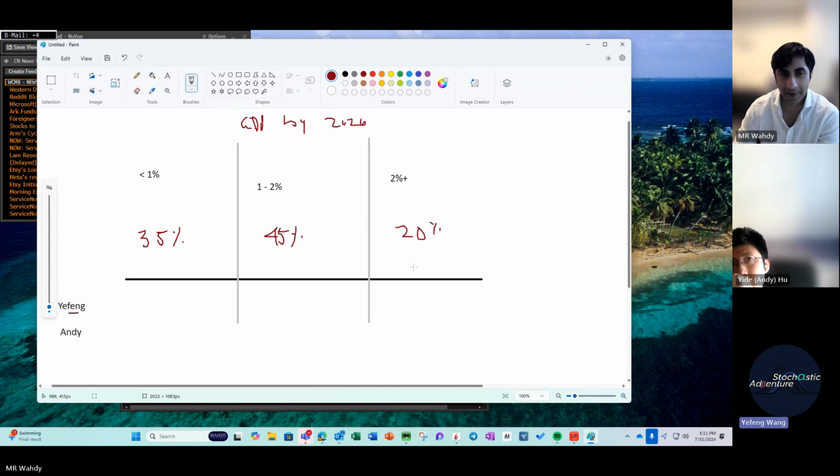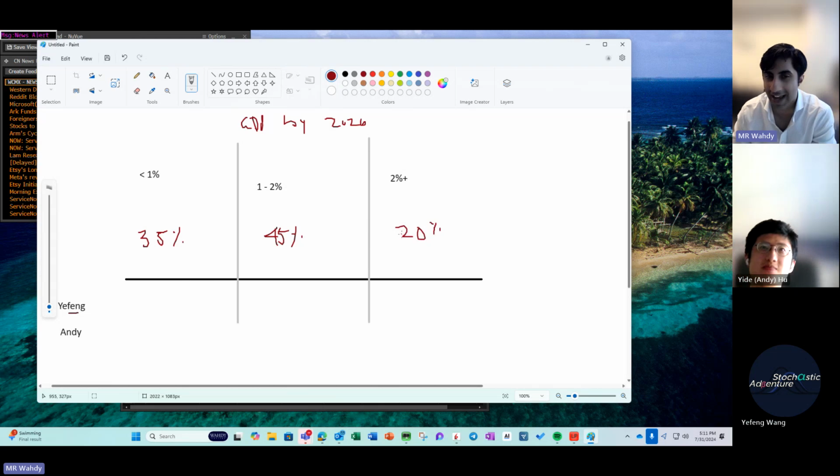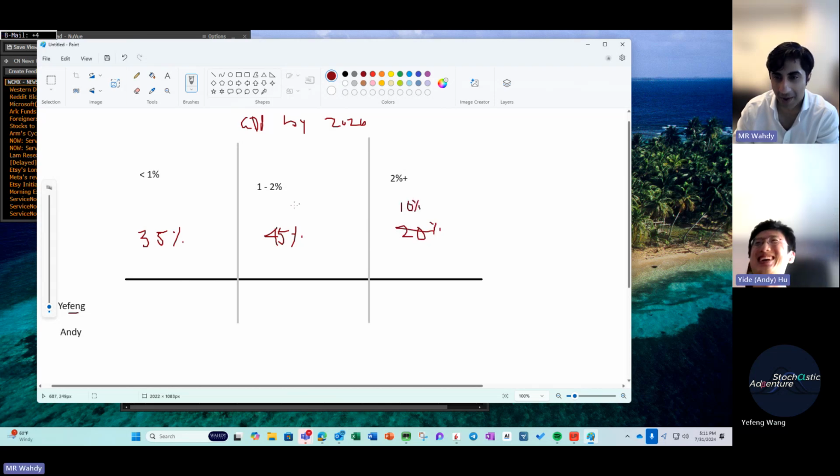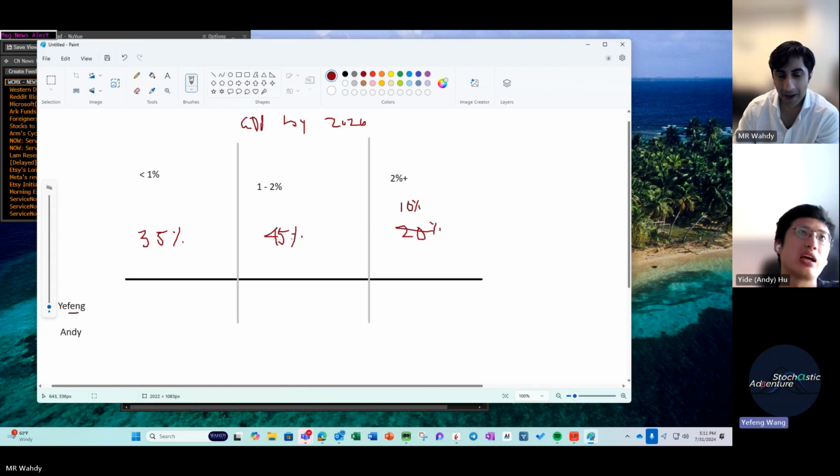Okay, so 20% is a little bit higher. What would you make this? I'll make it lower, to be honest. Probably just 10%. Okay, so we're going to say 10%. What about between 1 and 2%? I'll probably just add 5 to each of both scenarios. So it's 40, 50, 10.